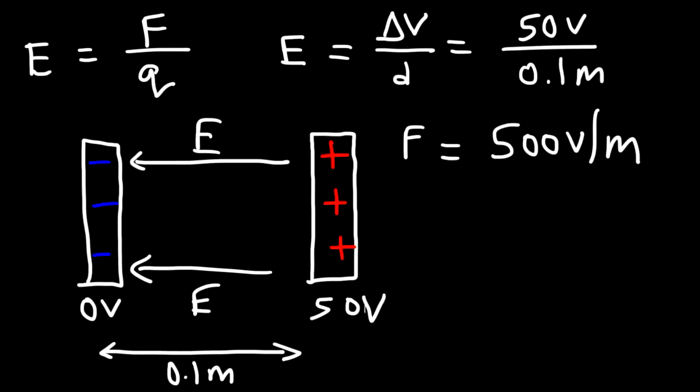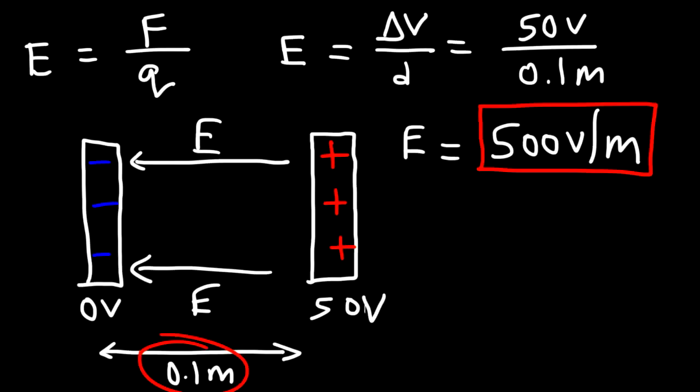So the electric field, in this case, tells us how the electric potential changes per meter. So every meter is going to change by 500 volts, but the separation distance is only 0.1 meters.